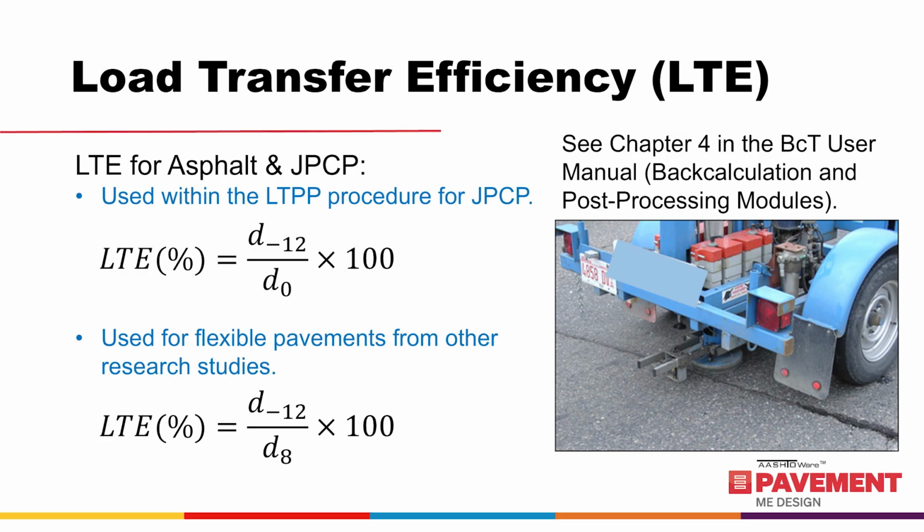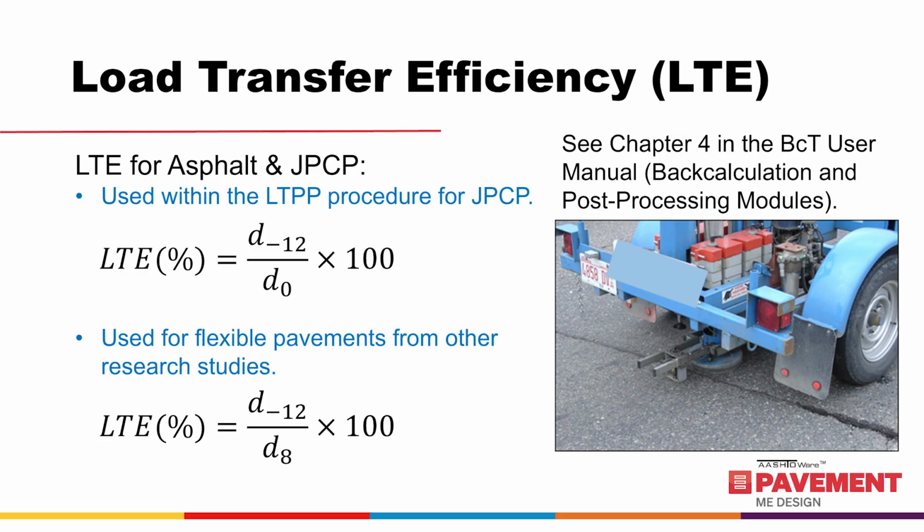Basically, the deflection measured by the trailing sensor on the opposite side of the transverse joint, and typically 12 inches from the center of the loading plate, is divided by the deflection measured by the sensor in the loading plate to determine the load transfer efficiency.